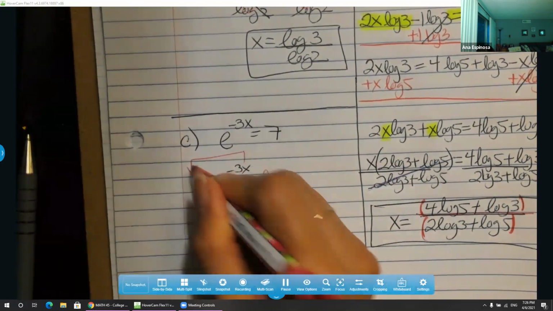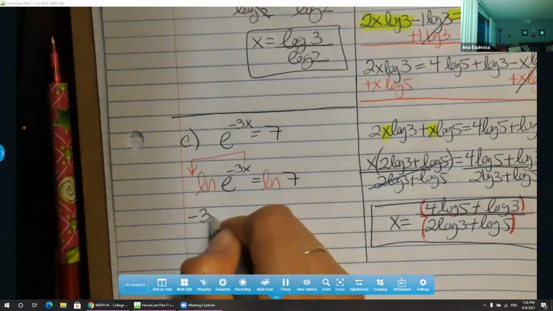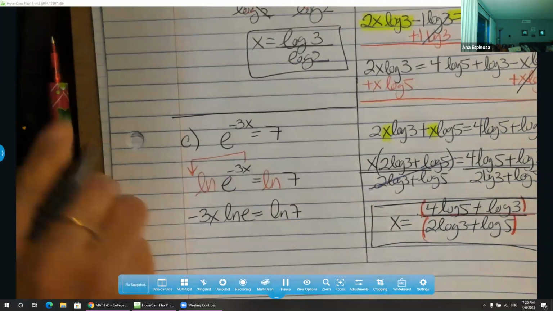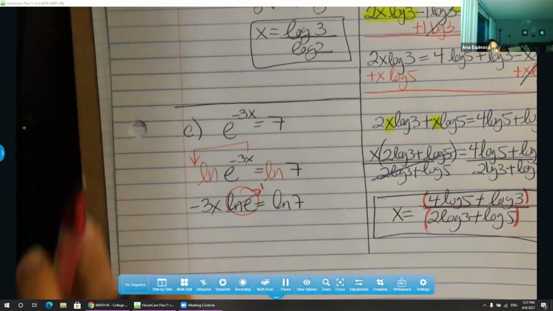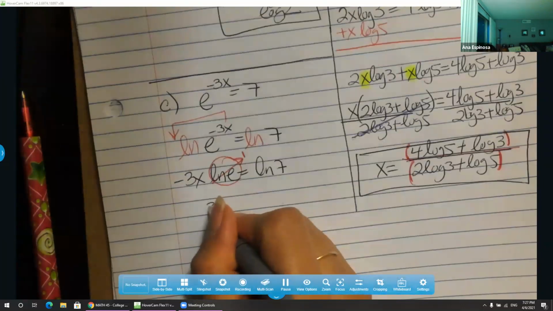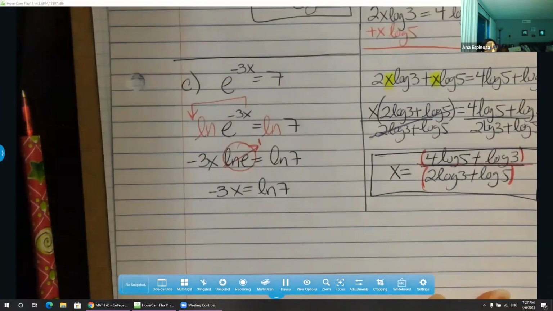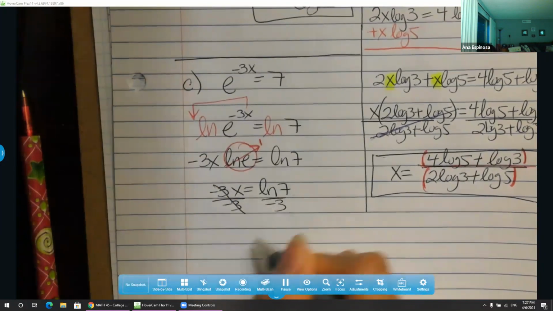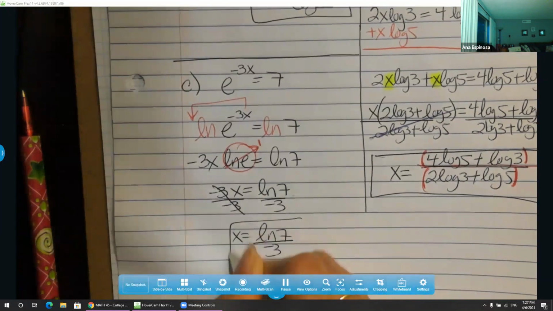This still comes down. Negative 3x ln e equals ln of 7. But this is 1. So I only technically have negative 3x equals ln of 7. See how it makes the equation so much easier? And all I have to do is divide by negative 3. Whatever that is, I don't care.